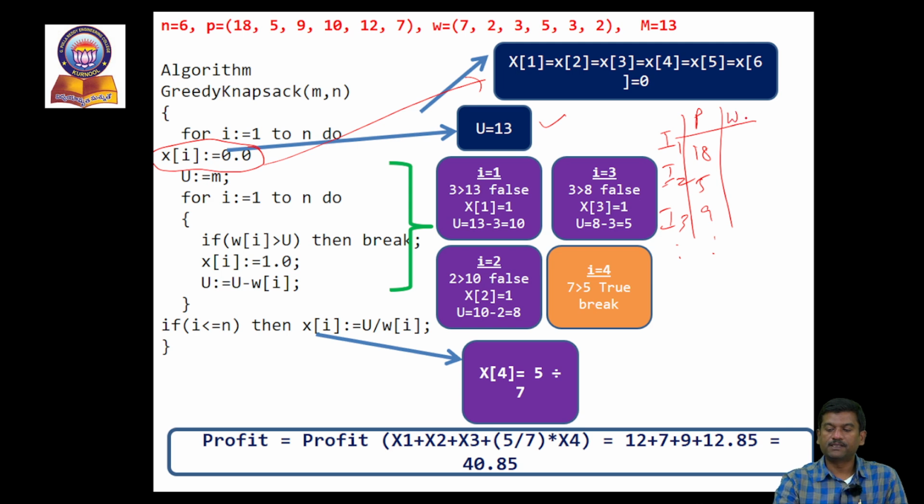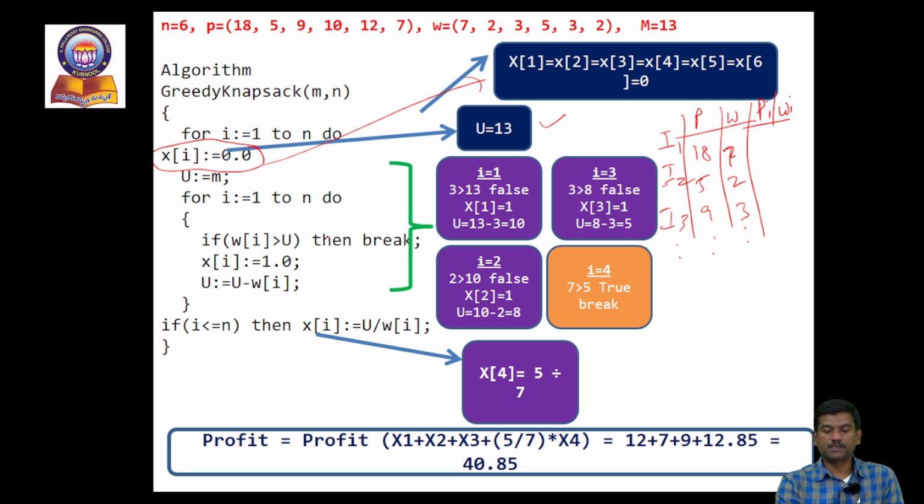And the weights of your items are 7, 2, 3 and so on. You have to arrange them based upon pi by wi. You can do that as an exercise. What is the value of, for example, 18 by 7 and so on. Based upon this, whichever is the maximum one will be the first item.